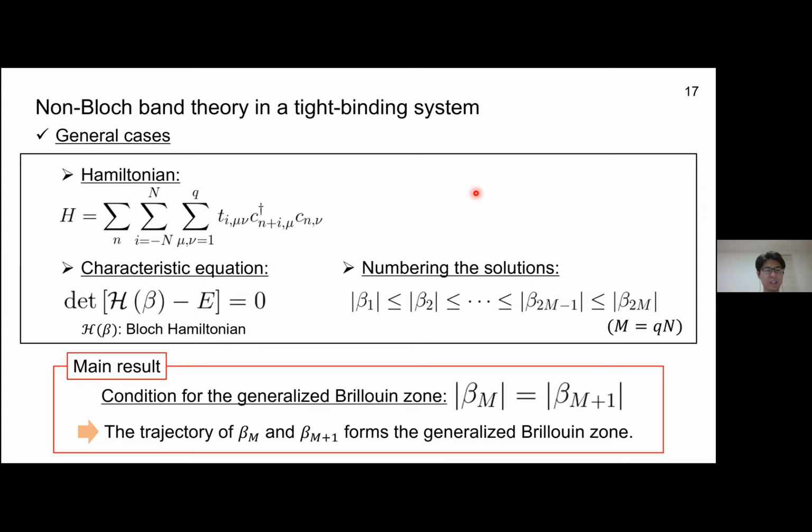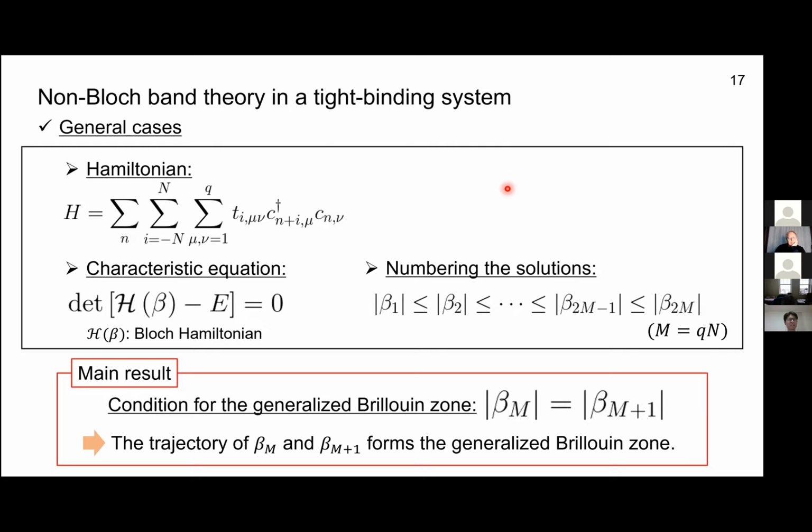So far, I have given the explanation of the derivation of the generalized Brillouin zone and the energy spectrum. In the non-Bloch band theory, we can generalize the derivation of the generalized Brillouin zone. So in the general case, we start with the one-dimensional non-Hermitian system with the Hamiltonian given in this form.